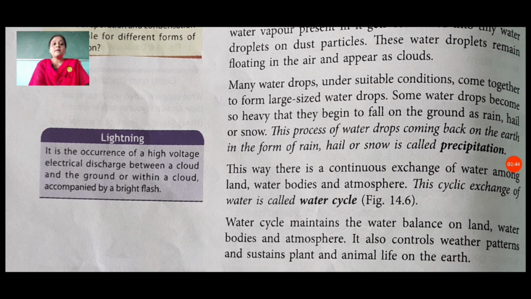It also controls weather patterns and sustains plants and animals' life on the earth. So the water cycle always maintains water balance between water bodies, land and atmosphere. It is always used by us for getting many benefits. During evaporation, the water vapor goes in the sky and the clouds occur there. Because of this process, we get rain, which is very useful for us. Also, farmers use rain to get crops in their fields.